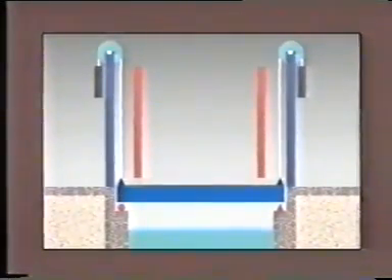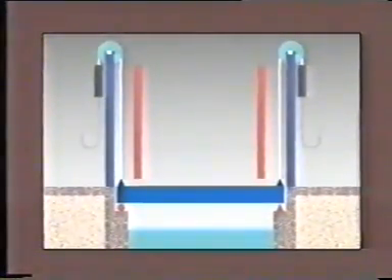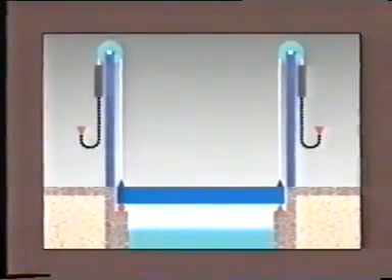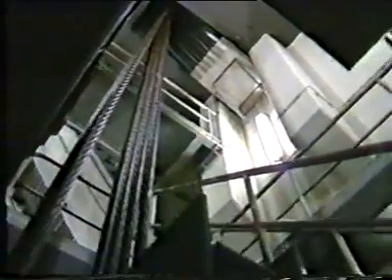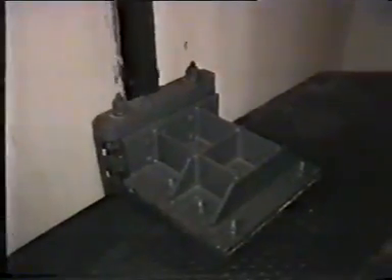To counteract this effect, a balance chain is installed, outside the tower or inside the tower. Dead load equilibrium is now maintained in every position of the deck.